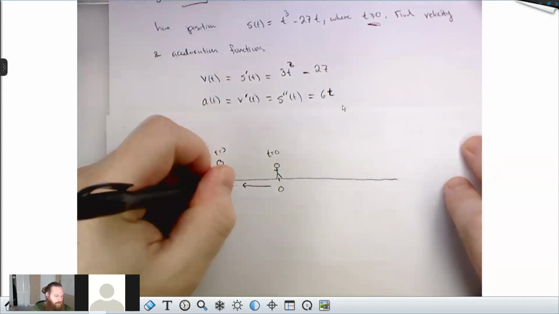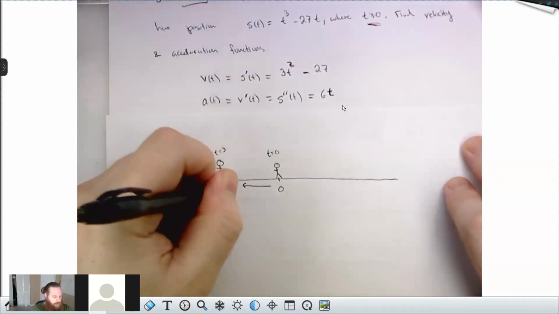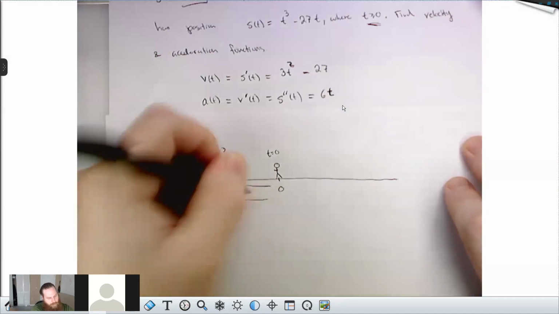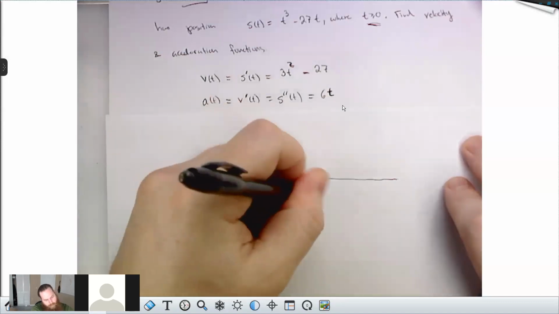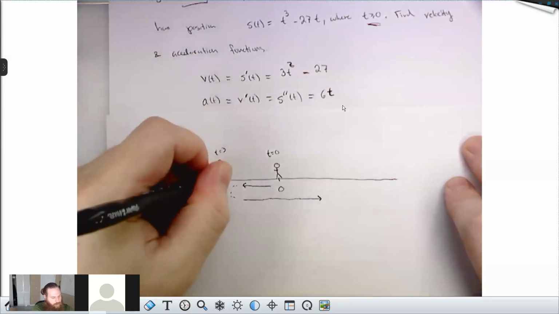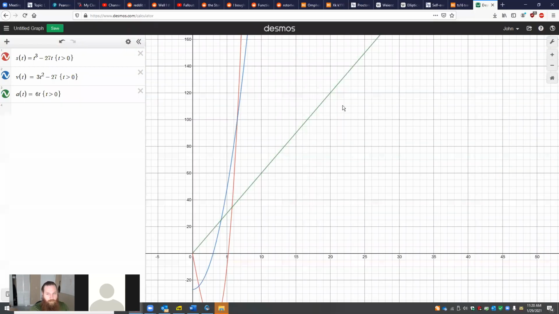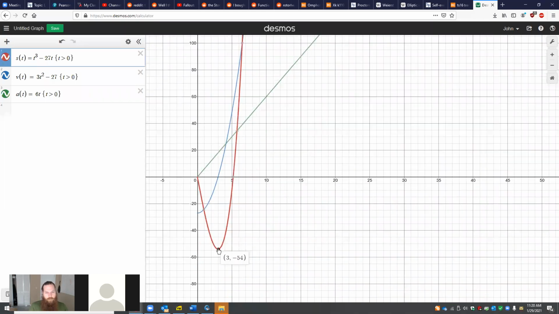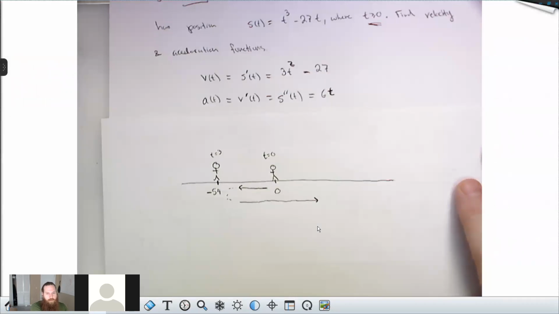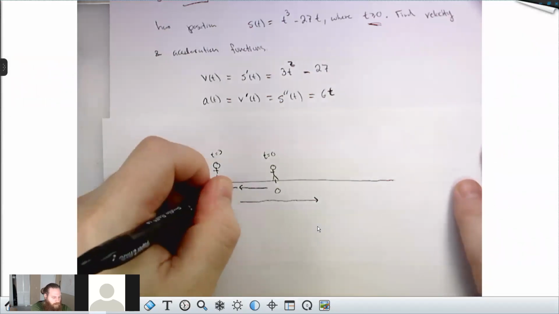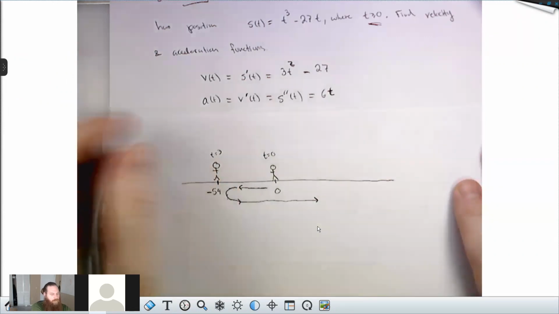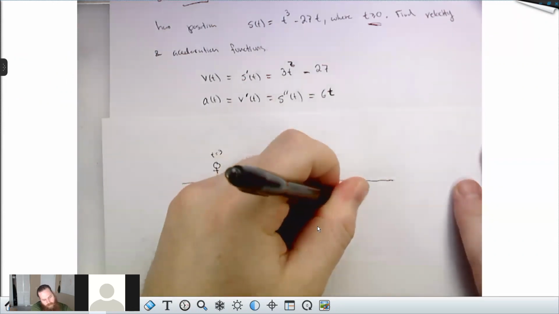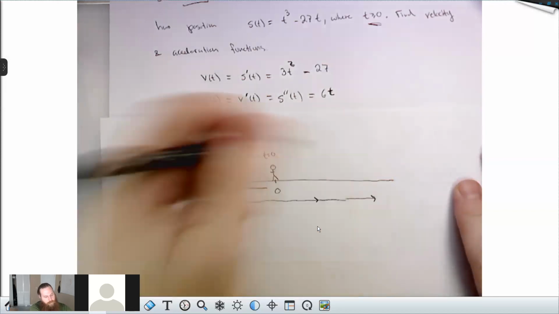So he comes over here like this, and then he's going to turn around and start walking back the other way. The position right here, where he turned around, is s of 3, which I think we saw was negative 54. So this would be at the position negative 54 meters. So he walked to the left 54 meters, and then he turned around. And he continues walking to the right. And in fact, he's speeding up. He's going faster and faster and faster.